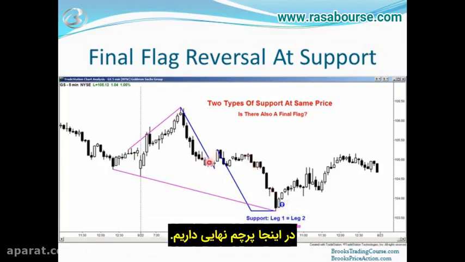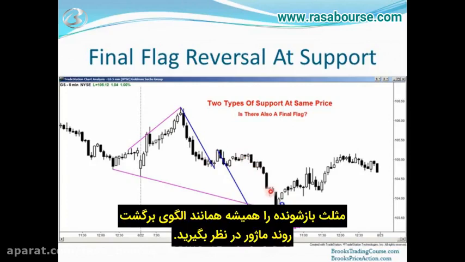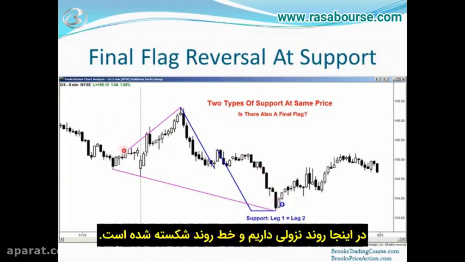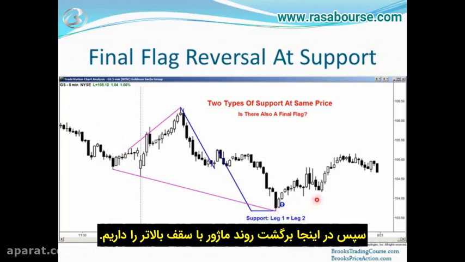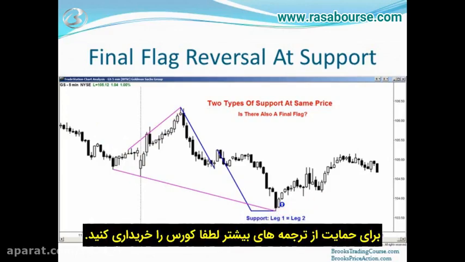Final flag here, 1 bar final flag here. Expanding triangle, always treat it like a major trend reversal. There's a bear trend, a trend line break, and a lower low major trend reversal. And then here we have a higher low major trend reversal.